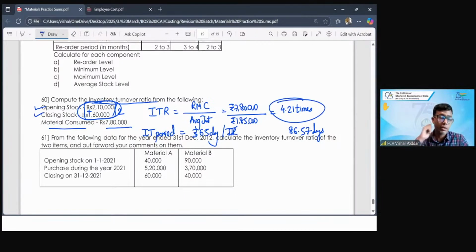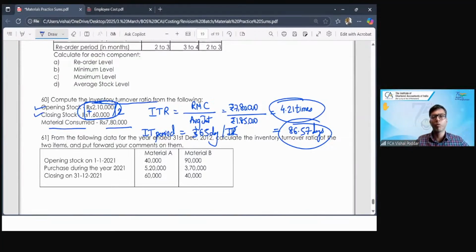Take whatever is there on your calculator, take the full decimals to get the precise answer. So inventory turnover period comes to 86.57. That is, in 86.57, my one cycle completes of purchase and consumption. Purchase and consumption, this is one cycle.